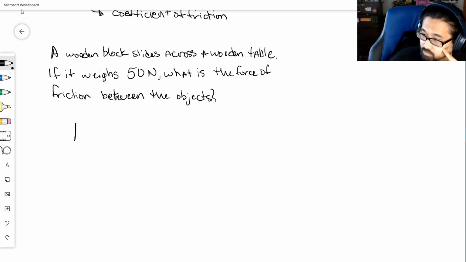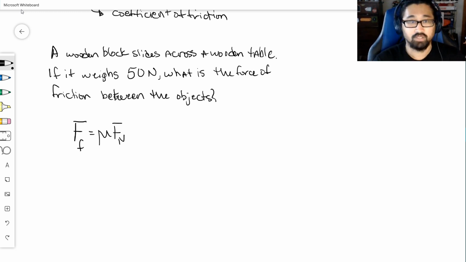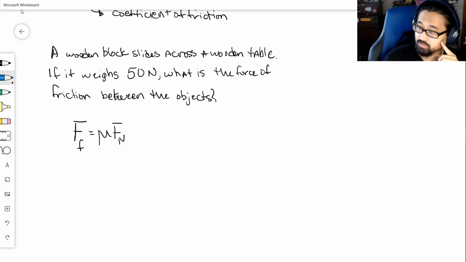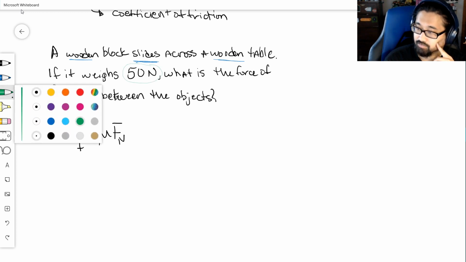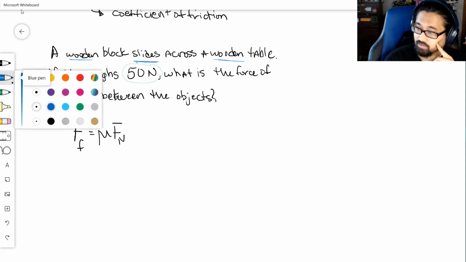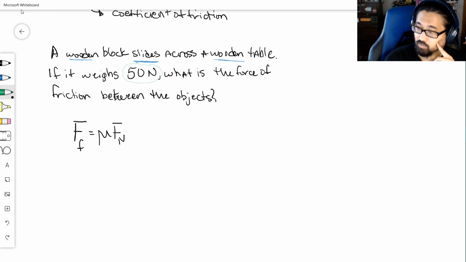Alright, so again, we know that the force of friction equals mu times the normal force. Now, there's a lot of information in here. First, we have wood on wood, so I know that I have coefficients of friction. I have that it is sliding, so it's kinetic friction. And I have this number right here: the fact that it has a weight of 50 newtons.